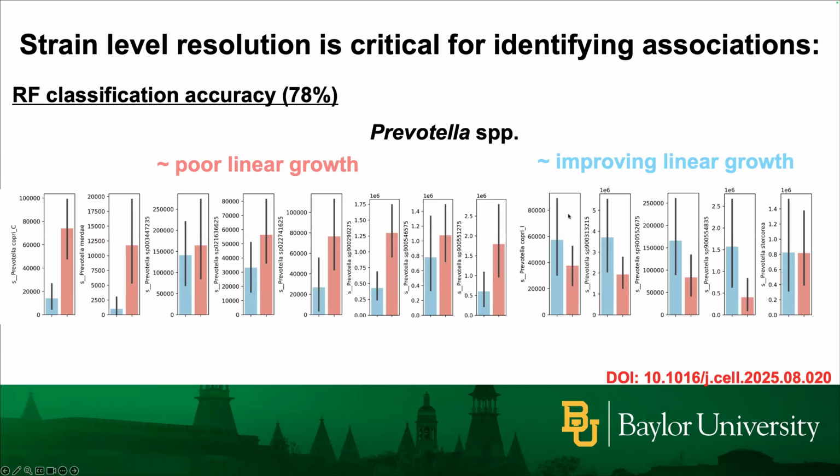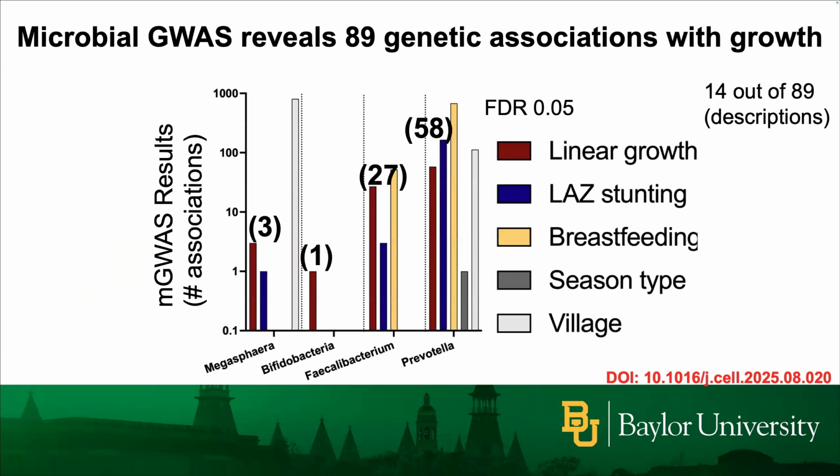Some of the species were associated with improving linear growth, whereas others were associated with poor linear growth. So this is really critical to have this level of resolution to be able to distinguish the importance between these various features or species or strains in your data set. So we also then, because we had these genomes, we could apply pangenome approaches, and specifically microbial GWAS.